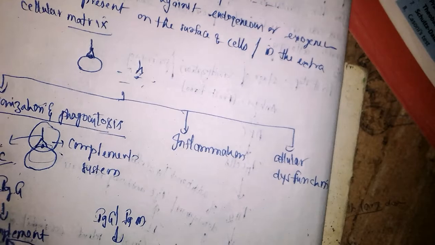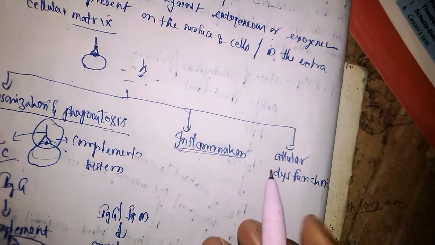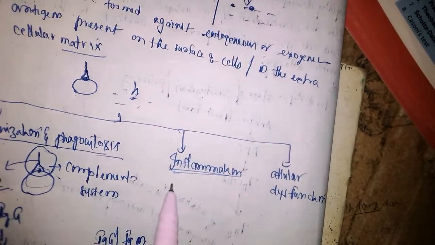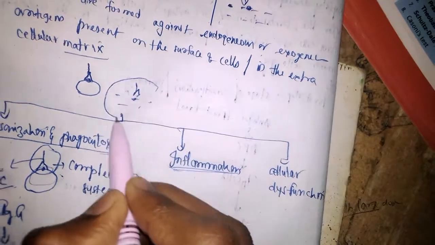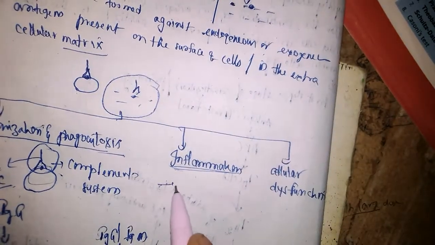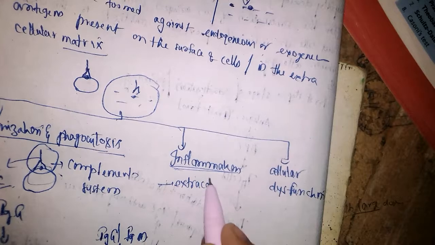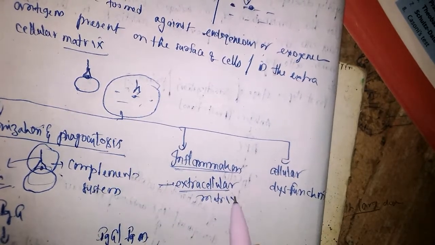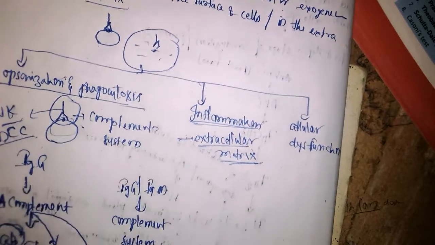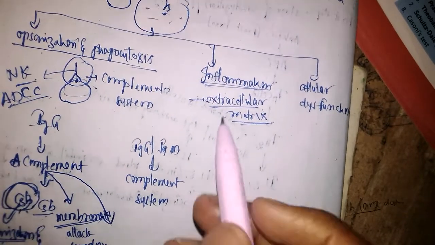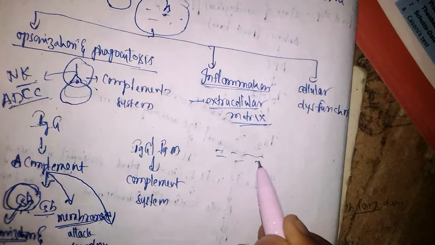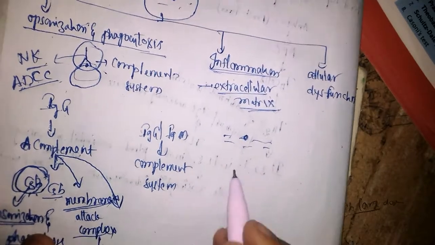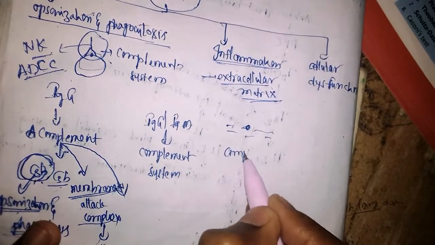Okay, then moving to inflammation. This inflammation will take place when the antigens are deposited in the extracellular matrix. Okay, when antigens are deposited in the extracellular matrix, then this inflammation will take place. Here what happens is, when antigens are deposited in the extracellular matrix, here also the complement system will activate.